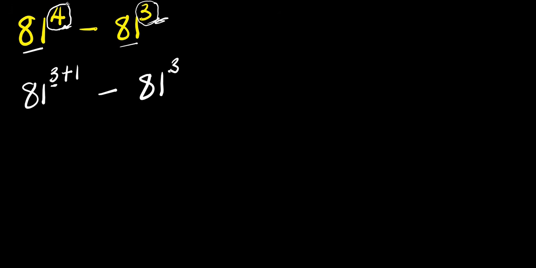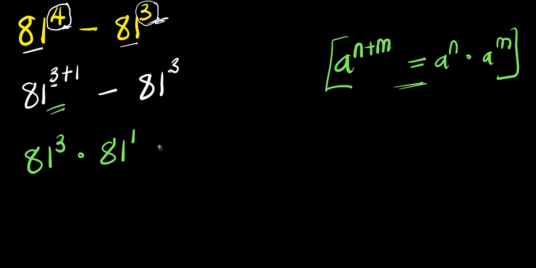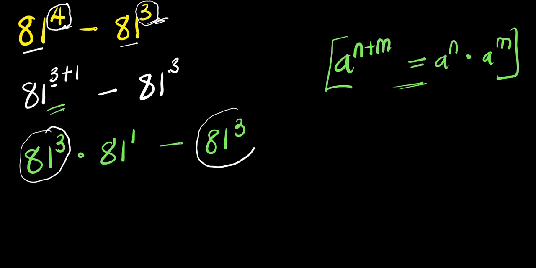Now, the next step will be to apply this index law: a to the power of n plus m equals a to the power of n times a to the power of m. Now we apply this index law right here. So we have 81 to the power of 3 times 81 to the power of 1 minus 81 to the power of 3. So there is 81 to the power of 3 here, and there is also another 81 to the power of 3 here.